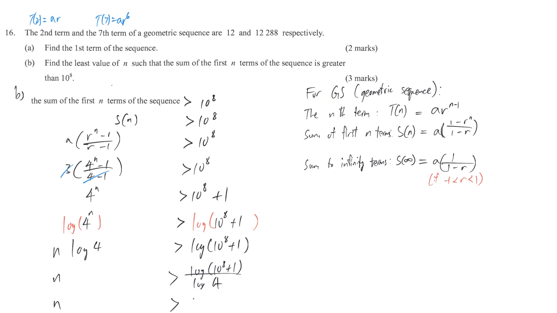We get n is larger than 13.2877 something. So therefore, whenever n is larger than this, it will fulfill our requirement that the sum of the first n terms is greater than this. And therefore, the least value of n, that means the least integer, should be 14 to fulfill this requirement.